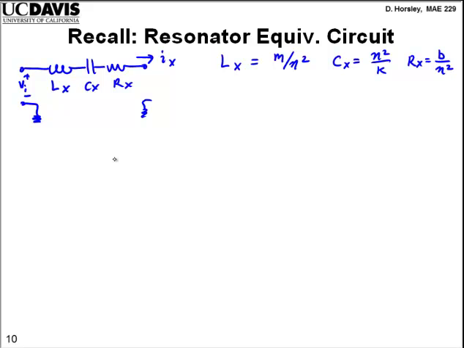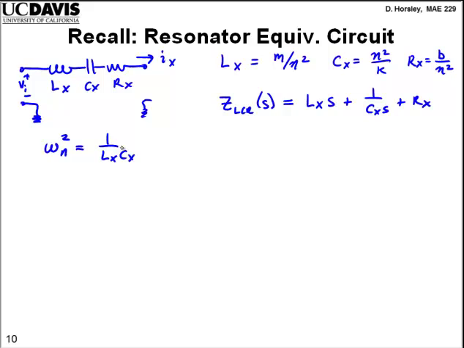So first, I'll just write down what the impedance of this LCR is. I'm writing it in terms of the Laplace variable s. It's just the sum of each of these impedances. So it's Lx times s plus 1 over Cx times s plus Rx. Okay? And remember that the resonant frequency for this guy, omega n, I'll write it like this, omega n squared is equal to 1 over Lx Cx.